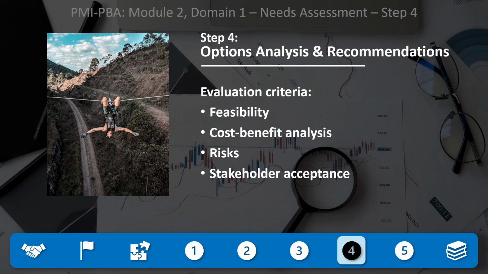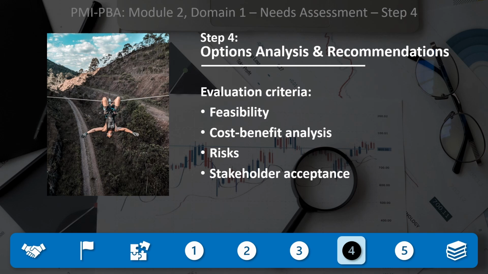Consider an example from the financial services industry. A bank looking to improve fraud detection might face three options: enhance its existing rule-based system, implement a new AI-driven detection platform, or outsource fraud monitoring to a specialist provider.